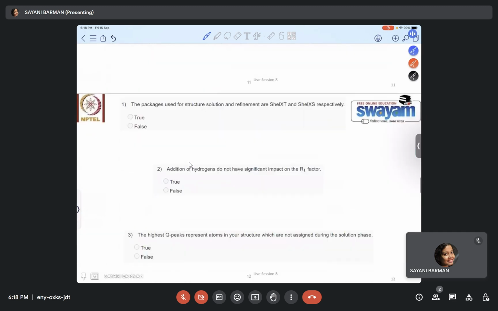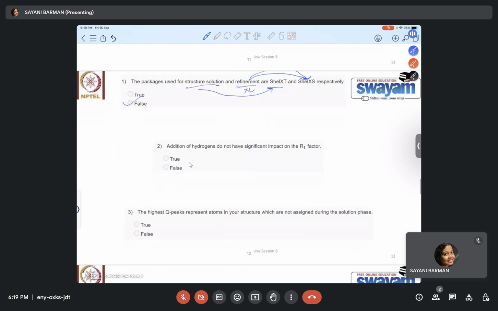Now the next one is the packages used for structural solution and refinement as SHELXT and SHELXS. So structure solution for SHELXT, refinement for SHELXS. This is the question, right? Structure solution we do with what I just told, right? For XS and XT both, and for refinement we use XL, not XT. So this is wrong.